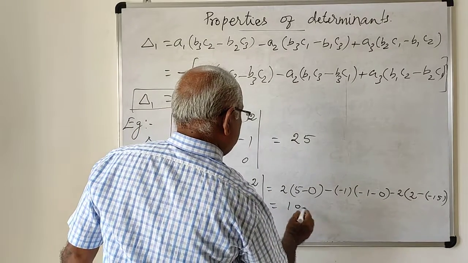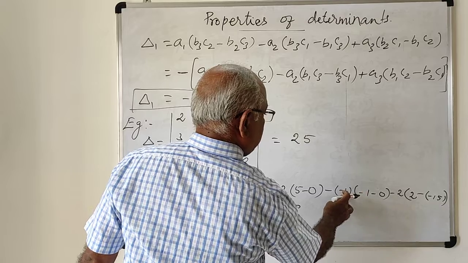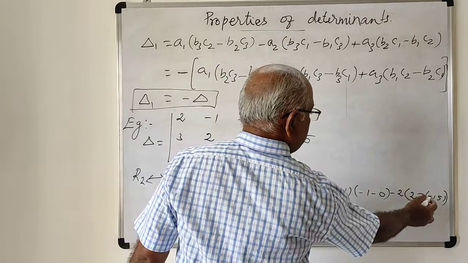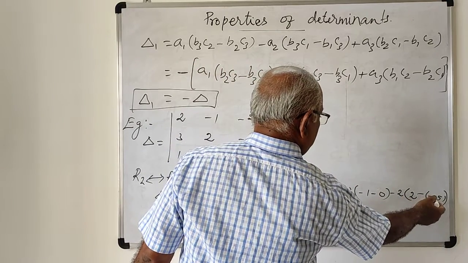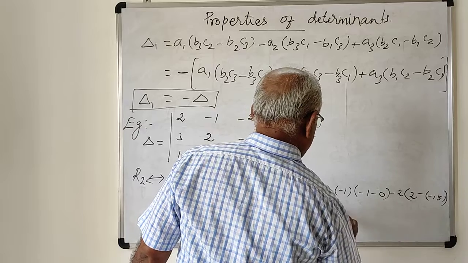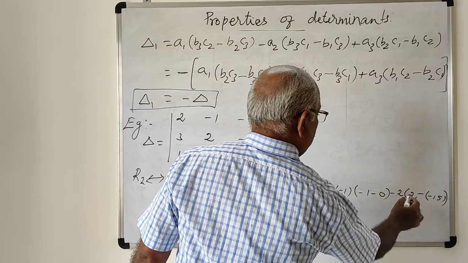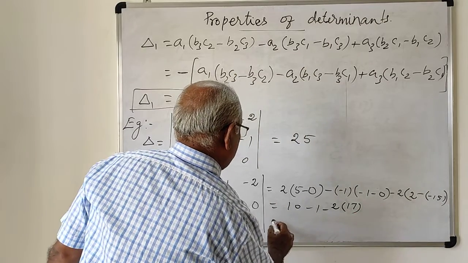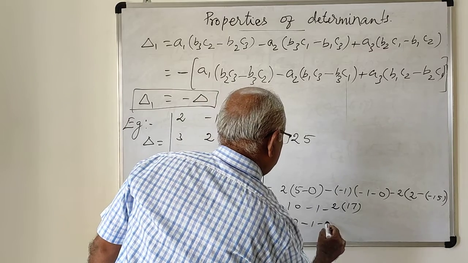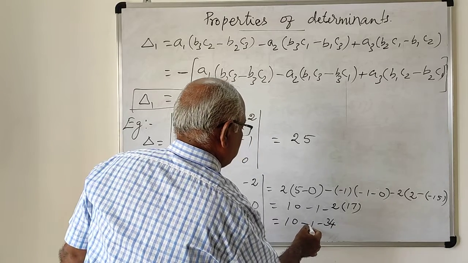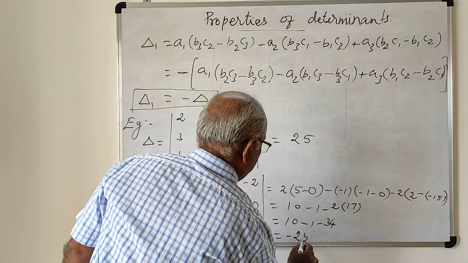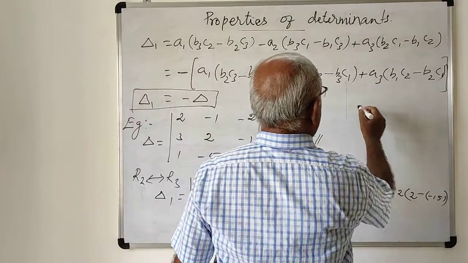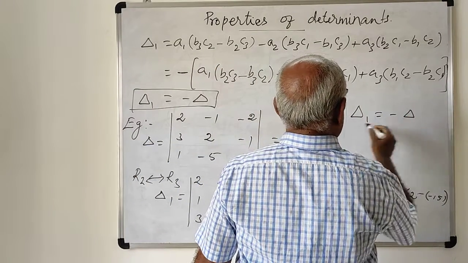Minus of minus 15, three fives are 15, two fives are 10. Minus into minus is plus. 1 into minus 1 is minus 1. Minus 2 into minus plus 17 gives minus 34. Therefore 10 minus 1 minus 34 is minus 35 plus 10, which is minus 25. See, this is plus 25, this is minus 25. Therefore, delta 1 is minus delta.